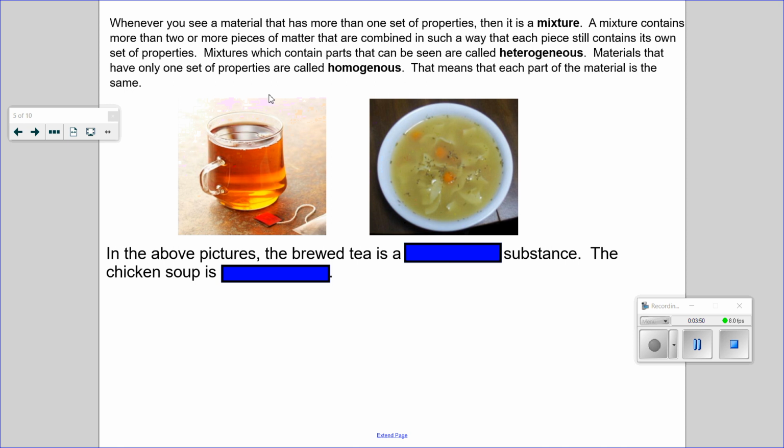So here I've got a picture of brewed tea, and a picture of chicken soup. After putting the video on pause, write down whether the brewed tea is homogeneous or heterogeneous, and write down whether the chicken soup is homogeneous or heterogeneous. Please put the video on pause now. All right, let's proceed.